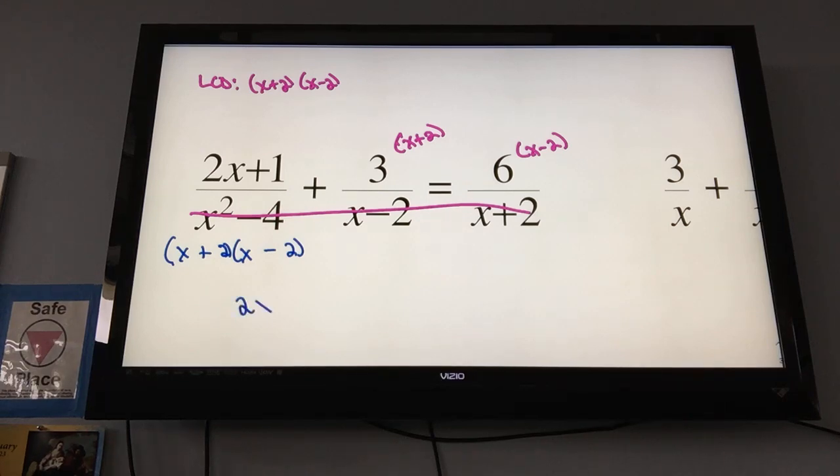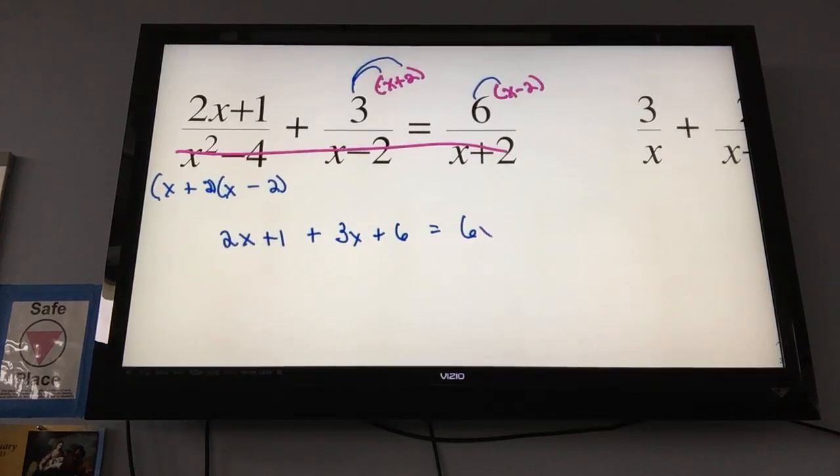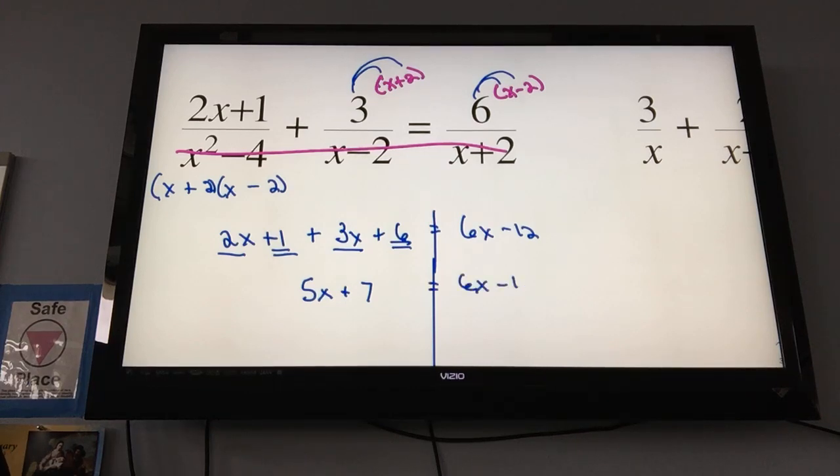So 2x plus 1 comes down. I'm going to distribute a positive 3. 3 times x, 3x, 3 times 2, positive 6. And on the right, I'm going to distribute 6. 6 times x, 6x, 6 times minus 2, minus 12. So on the left, I'll collect my like terms. So I have 5x plus 7, 2x and 3x, and then 1 and 6, equals 6x minus 12.